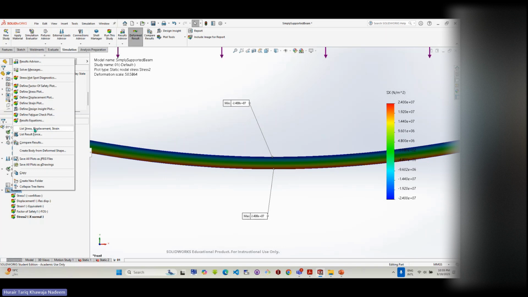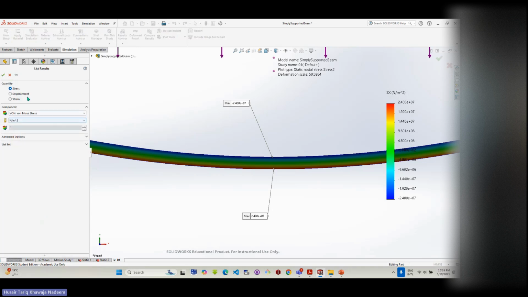You can list result displacement and strains as well. Like you click on this and you can say, okay, I need stress. Which type of stress? Von Mises. For example, you can choose the normal stress as well and list them. And what it is going to do is list all values within the top 5%.